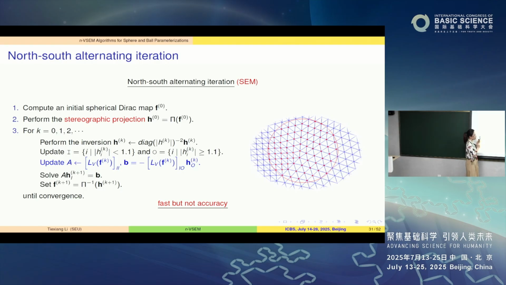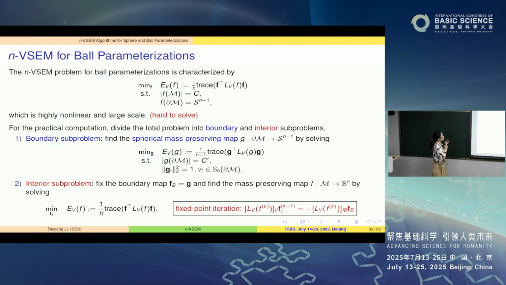The SEM algorithm is very fast, but it's not accurate enough. So today we want to use the structure energy minimization to solve the ball parameterization. So we should solve this optimization problem. This is our optimization model with this constraint.